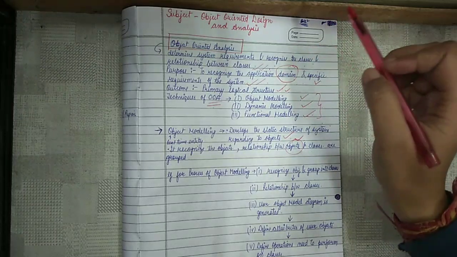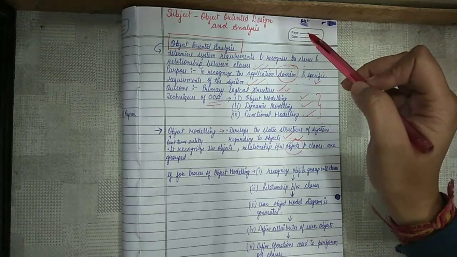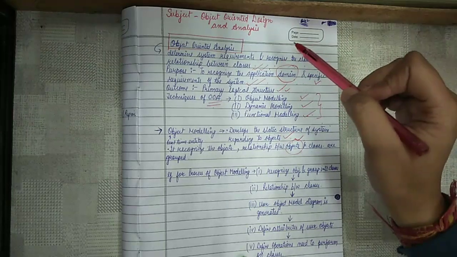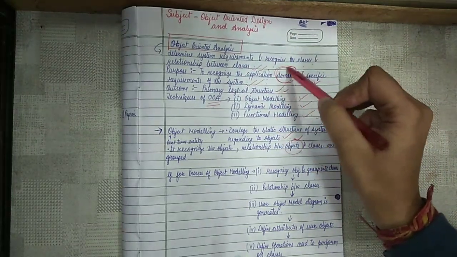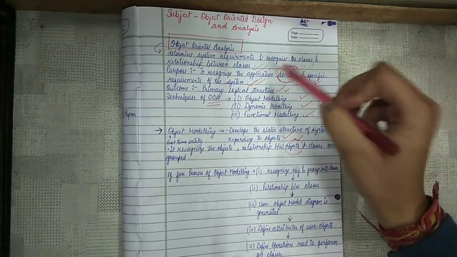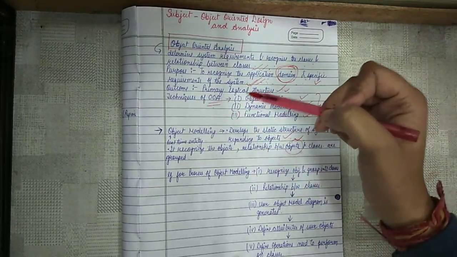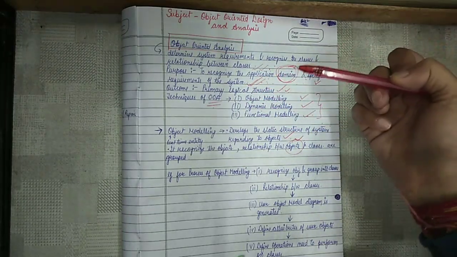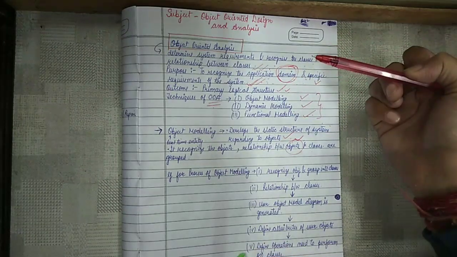Our first topic is object-oriented analysis, and it is the first step in developing or designing the software or system. The purpose of object-oriented analysis is to recognize the application, domain, and specific requirements of the system. It will tell you about the particular requirements, needs of the system. Basically, we are going to prepare a software or system, and the basic step for designing it is recognizing the needs.